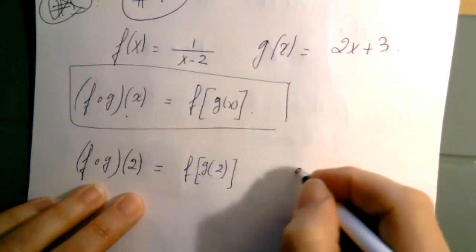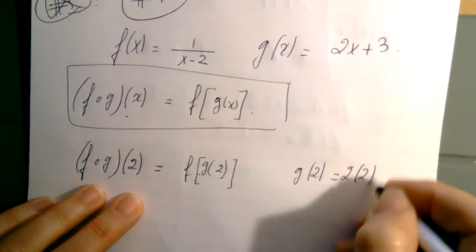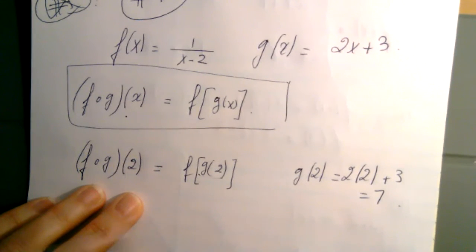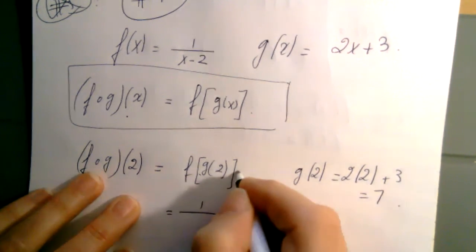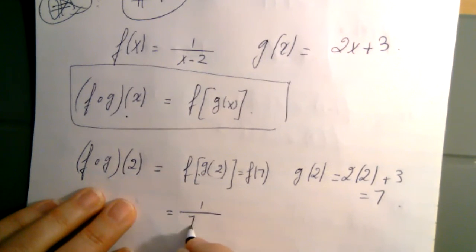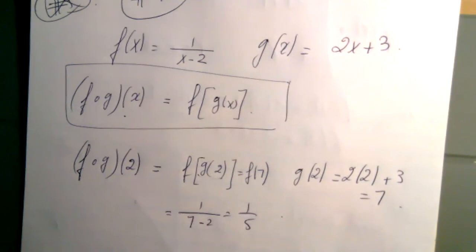So now, first, I'm going to find g of 2. What's g of 2? 2 times 2 plus 3, 4 plus 3 is equal to 7. So what does f do? It takes 1 over. So this is going to become f of 7. So it's going to be 1 over 7 minus 2, which is 1 over 5.